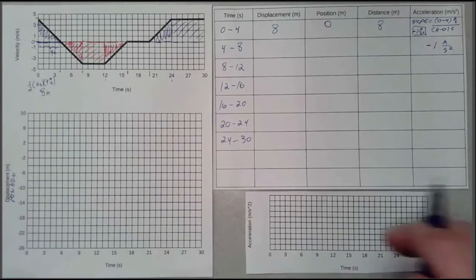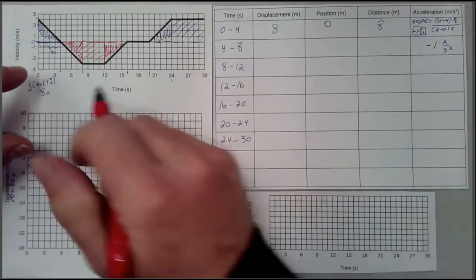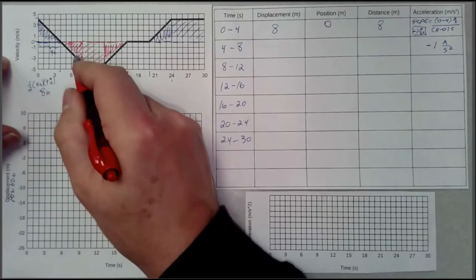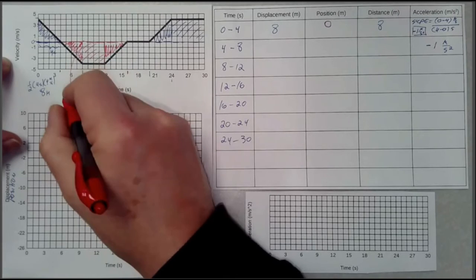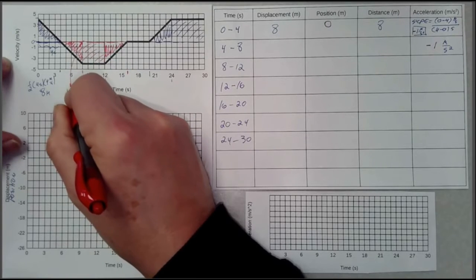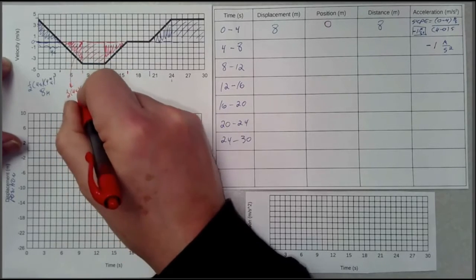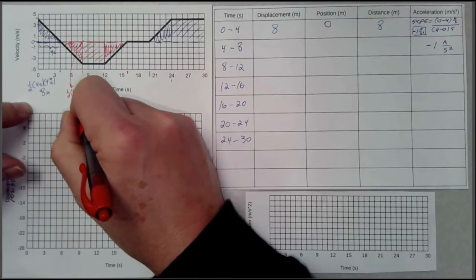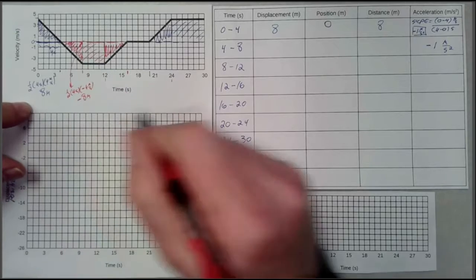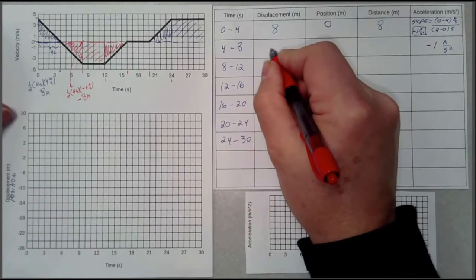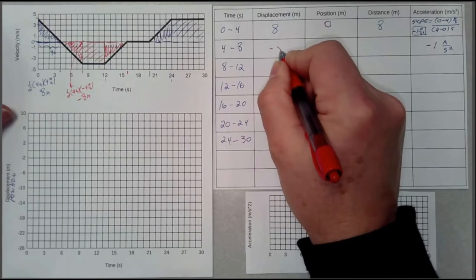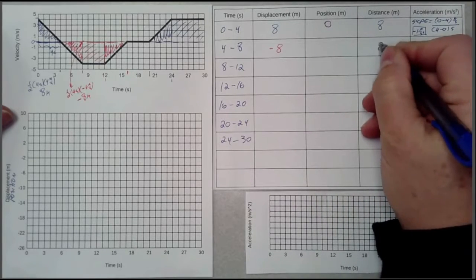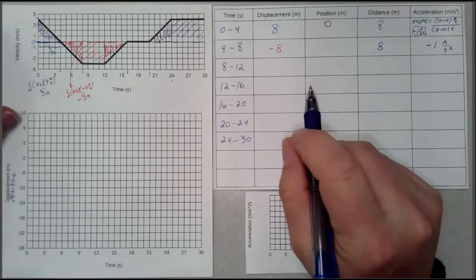All right, next. This next segment of area, if I were to calculate it, just so happens that it's 1/2 times 4 seconds times negative 4 meters per second. So this comes out to negative 8 meters. So this displacement is negative 8, and again, just take the absolute value for the distance change.